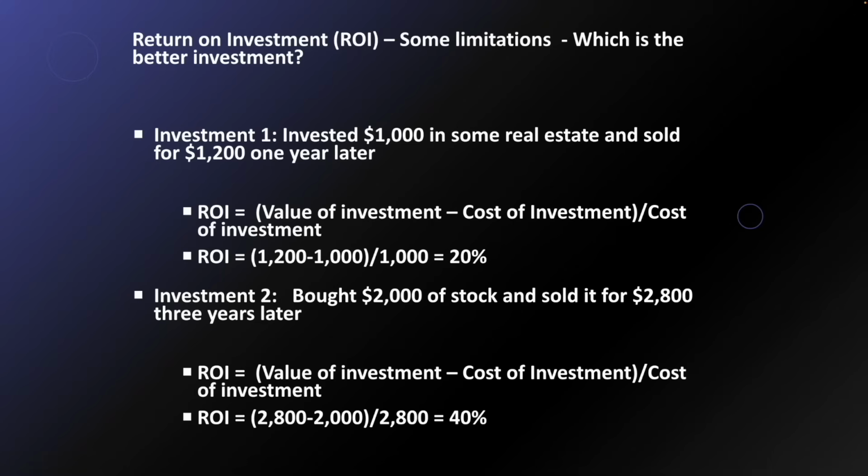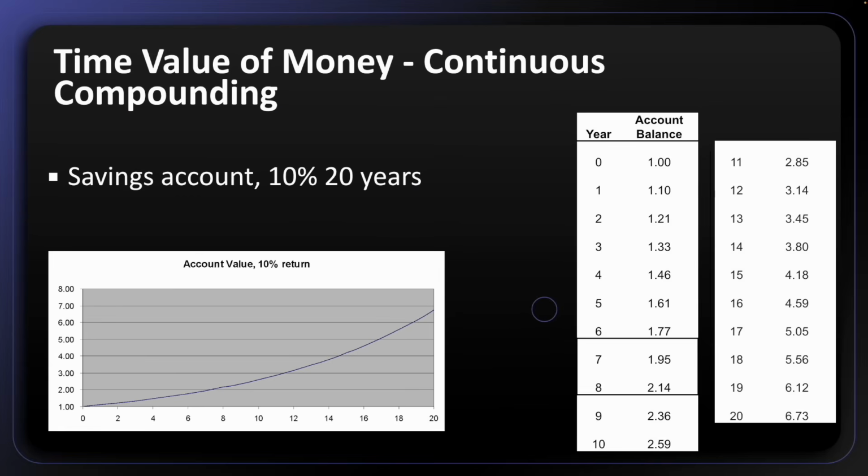In investment 2, you bought $2,000 of stock and sold it for $2,800 3 years later. Using the formula, you have a 40% ROI. So according to ROI, the second investment is better. But when you look at the time considerations, you spend 3 times as much time to make that 40% ROI as you did for the 20% ROI. Hence, ROI is not the say-all, be-all measure of the value of an investment.